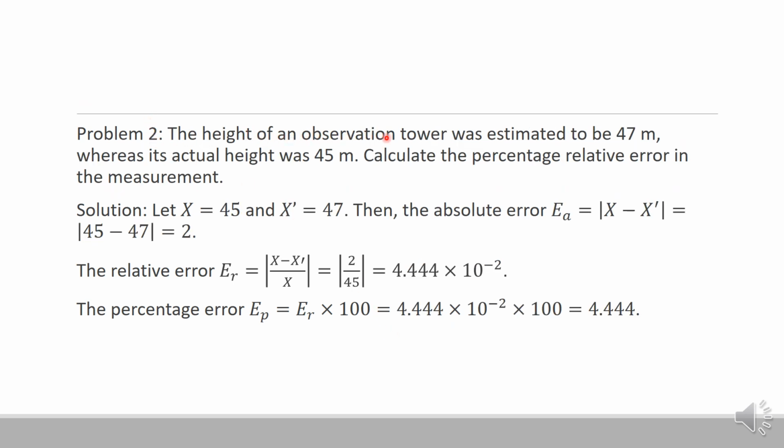The height of an observation tower was estimated to be 47 meter, whereas its actual height was 45 meter. Calculate the percentage relative error in the measurement. So by the observation you can see that you have to take the true value to be 45 and the approximate value to be 47 and find out the absolute error, which is the difference of these two, that is 2. Relative error is found to be 4.444 into 10 power minus 2 and the percentage error will be 4.444.